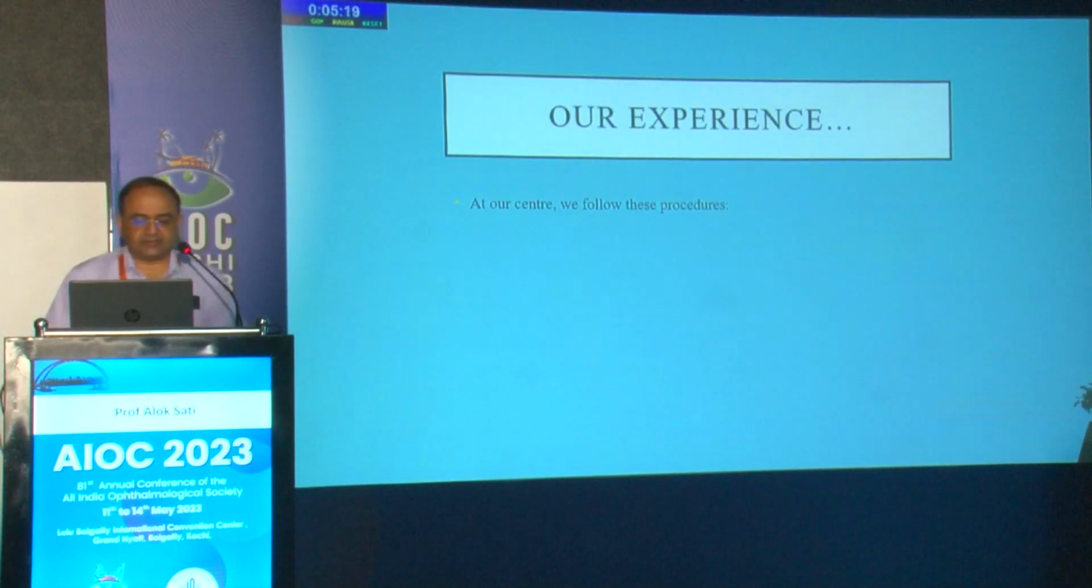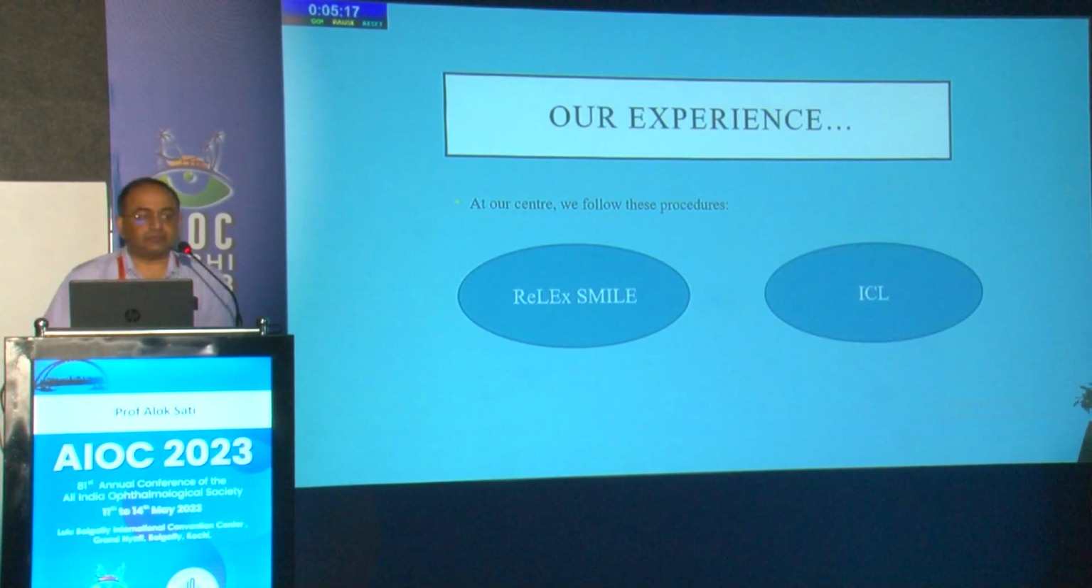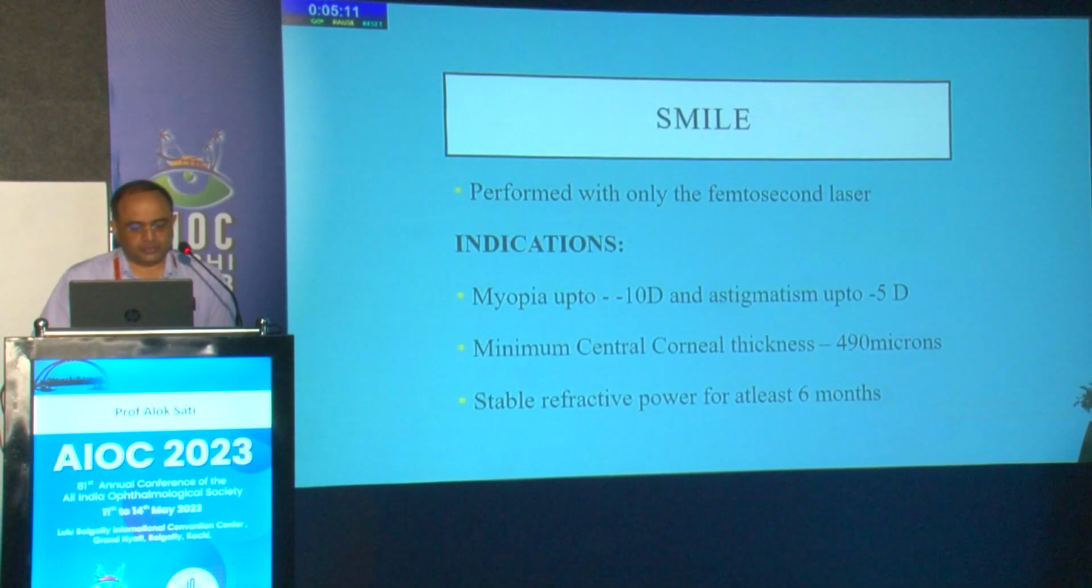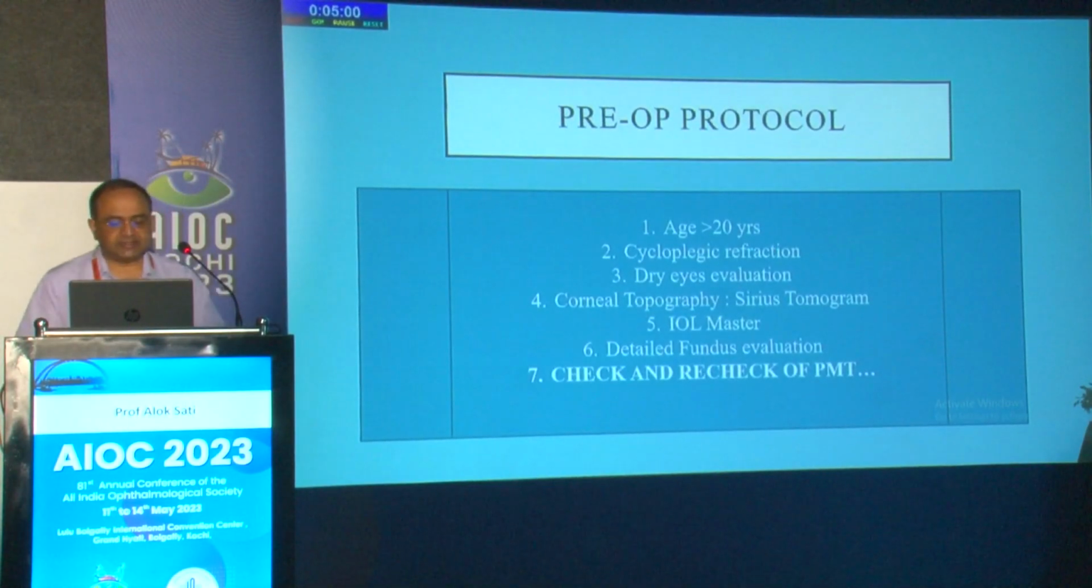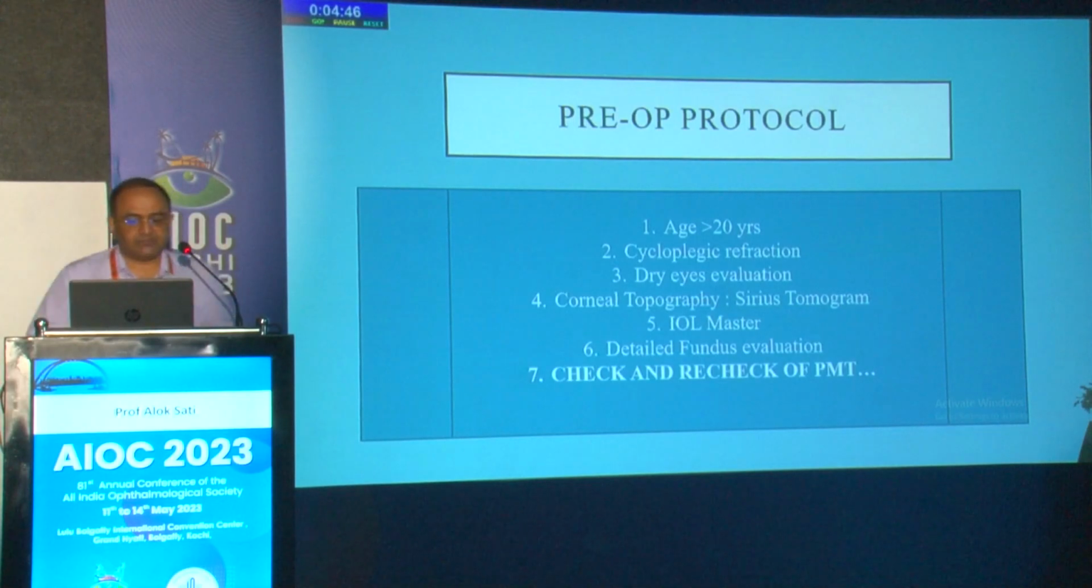If you look at our center, we basically perform two procedures: one is SMILE and second is the ICL. We do SMILE up to 10 diopter with astigmatism up to 5 diopter. And we have a very strict protocol at our center. We take age more than 20 years, we perform cycloplegic refraction, we do the dry eye evaluation very properly, and then the corneal topography is very important because that provides you the exact K reading, whether a person has an ectatic disorder or not. If it is there, it's an absolute contraindication. Then a detailed fundus evaluation.